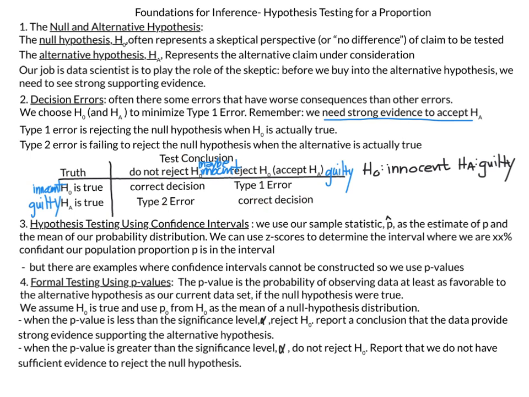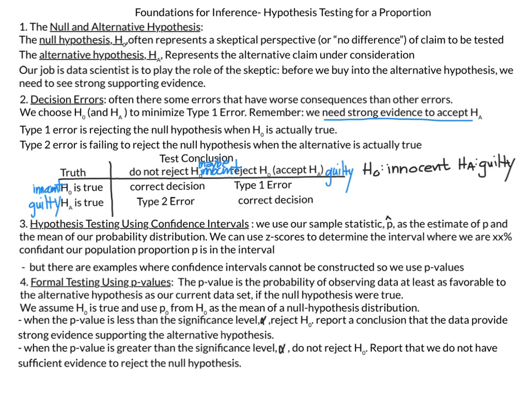And when we choose HA so that we need strong evidence to support HA, we are minimizing the type 1 errors. In this case, the type 1 error is convicting an innocent person and saying they're guilty. So again, strong evidence to support HA. When you choose it that way, you minimize type 1 error, which is to reject the null hypothesis. In other words, go with the HA, the alternative hypothesis, when the null hypothesis was actually true.